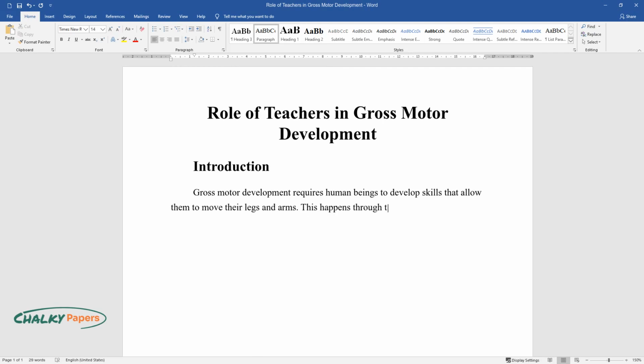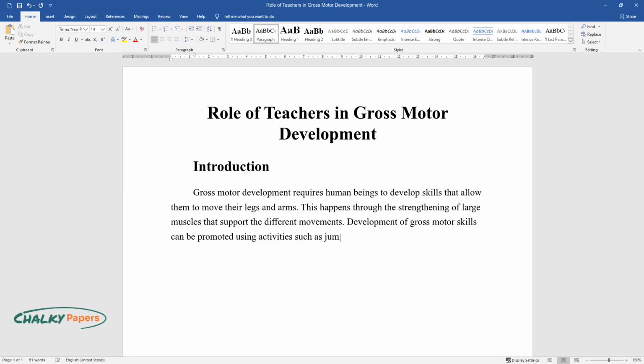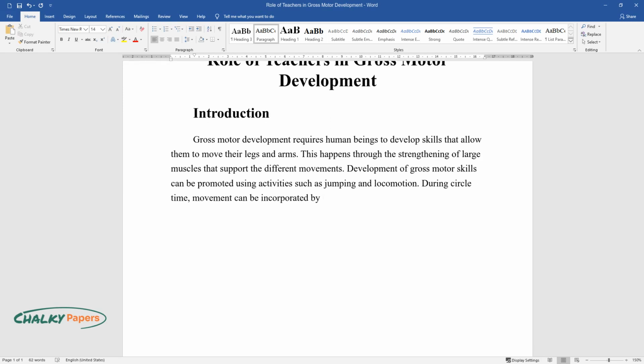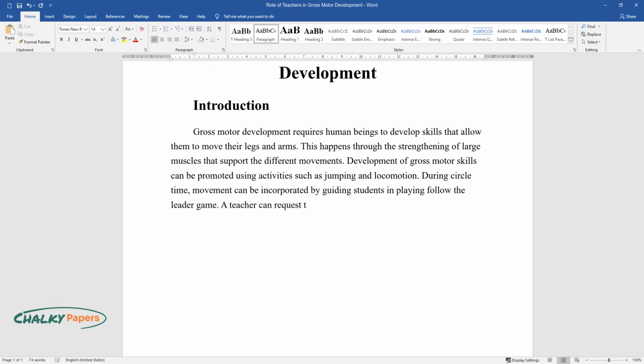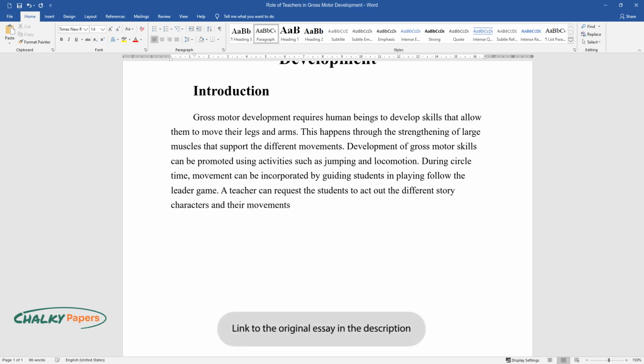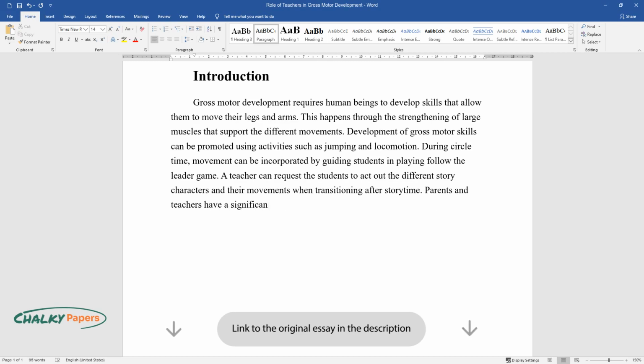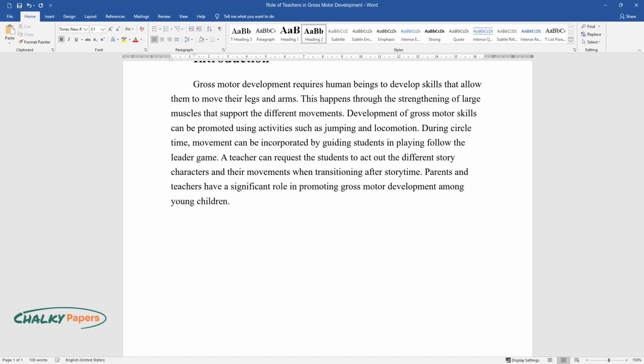This happens through the strengthening of large muscles that support the different movements. Development of gross motor skills can be promoted using activities such as jumping and locomotion. During circle time, movement can be incorporated by guiding students in playing follow the leader game. A teacher can request the students to act out the different story characters and their movements when transitioning after story time. Parents and teachers have a significant role in promoting gross motor development among young children.